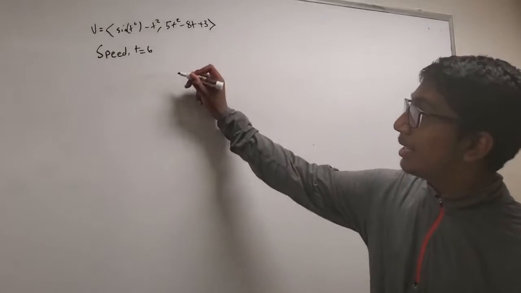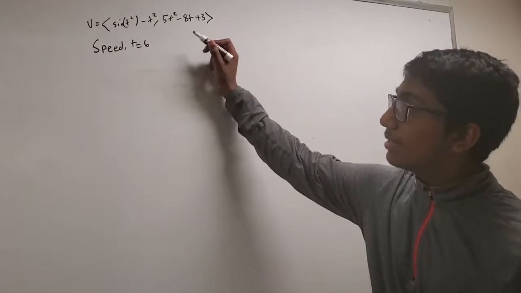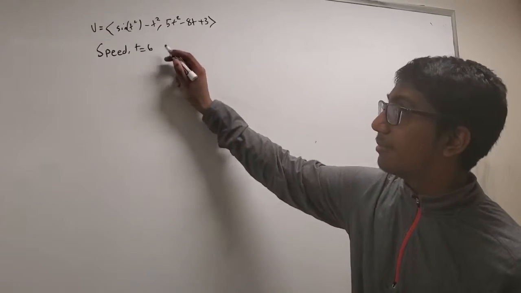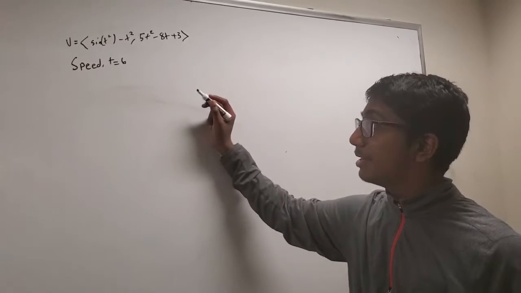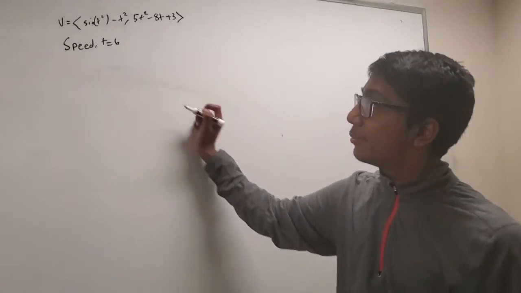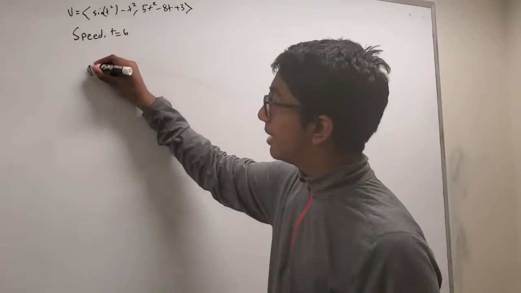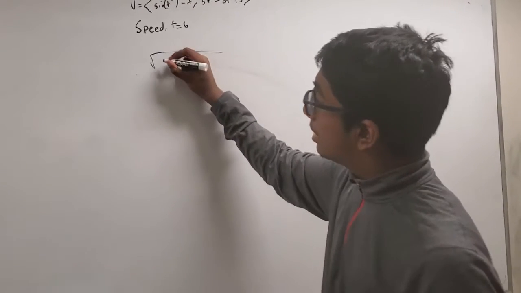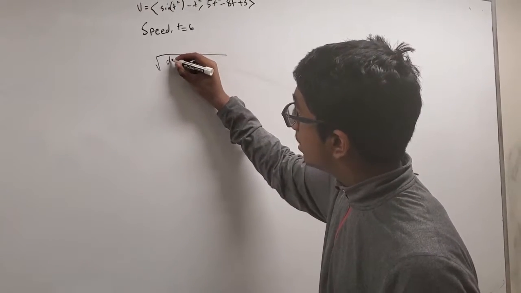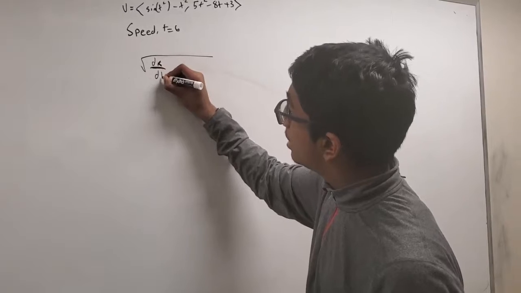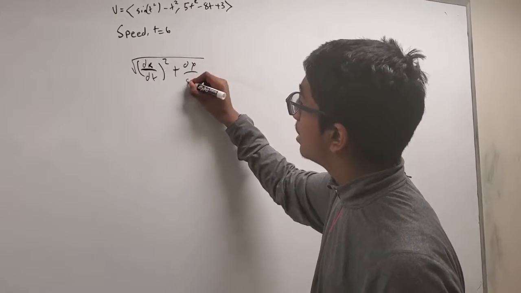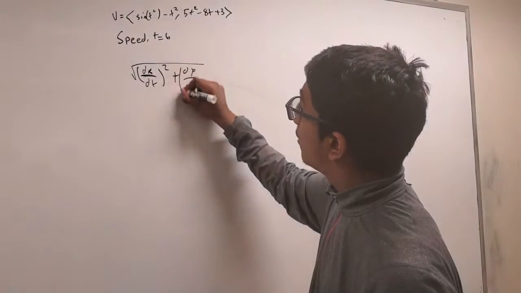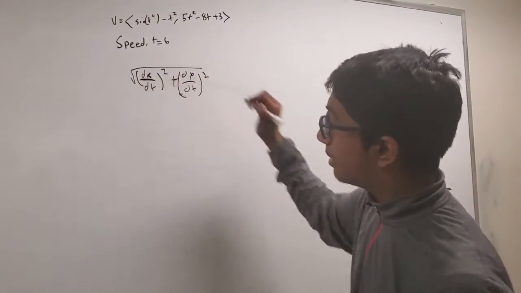So we're given that the velocity vector is sine of t squared, and then minus t squared, and then 5t squared minus 8t plus 3. And we're trying to find the speed at t equals 6. The formula for speed is dx dt squared plus dy dt squared. We take the square root of all of that.